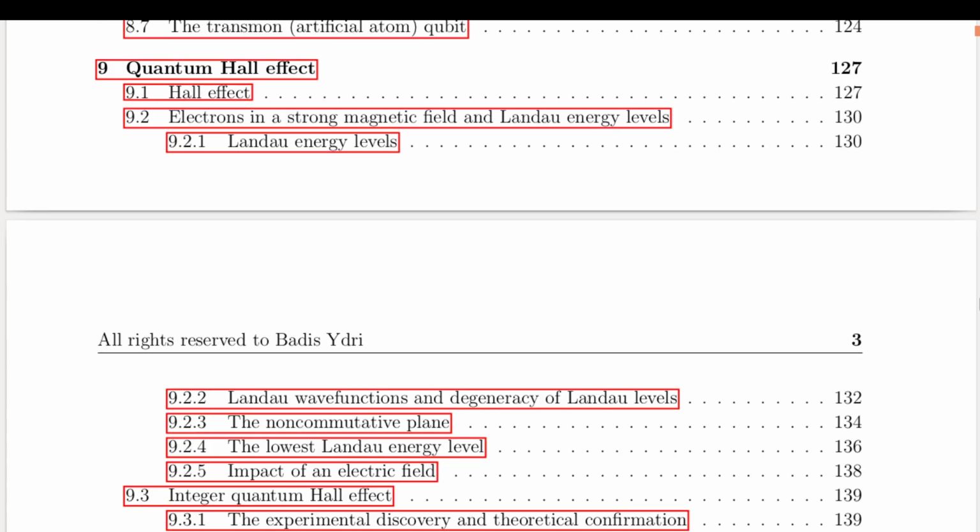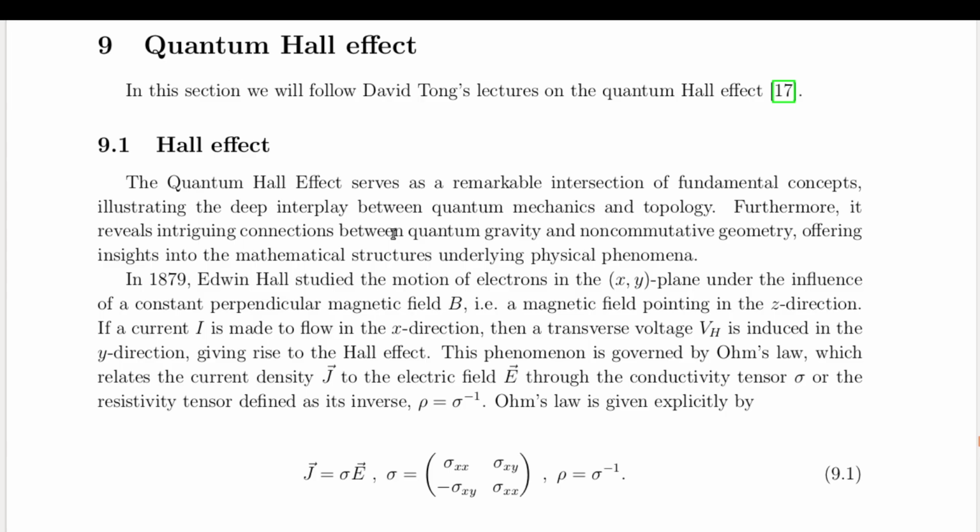This lecture is structured into 5 segments. 1. The Hall effect, its discovery by Edwin Hall and its classical implications. 2. Landau energy levels, the quantization of electron motion in a magnetic field. 3. Wave functions and degeneracy, how gauge choices reveal the highly degenerate nature of Landau levels. 4. The noncommutative plane, the deep connection between Landau levels and quantum geometry. 5. The lowest Landau level, the role of holomorphic functions and the structure of quantum states. Join me as we explore the interplay between electromagnetism, gauge symmetries, and quantum mechanics in this fundamental system.